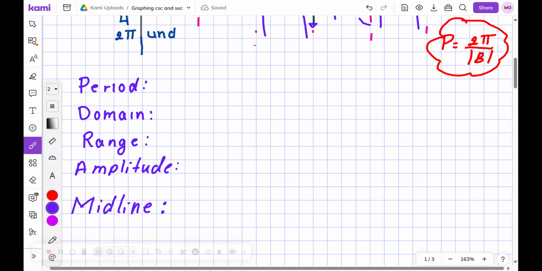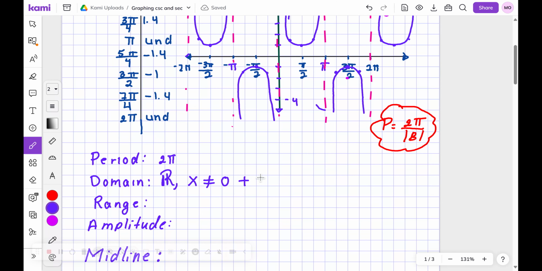Your domain, let me make it smaller so you can see. So the domain will be any real number, comma, x cannot equal to, so the first undefined is 0, plus every single time that you see undefined. So I have it undefined at 0. My next one is at pi. The next one is at 2 pi. So the distance from one undefined to the other one is 180 degrees, which is pi n.